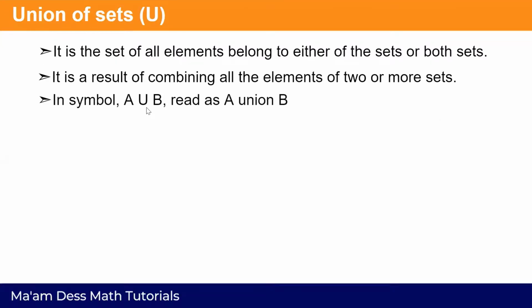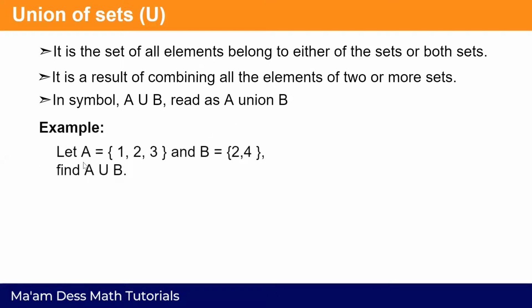Next, in symbol, A union of B, read as A union B. Okay. Next example. Set A contains 1, 2, 3, and set B contains 2, 4. Find out A union of B.